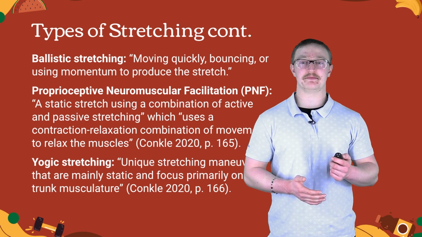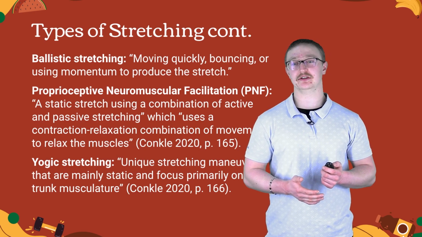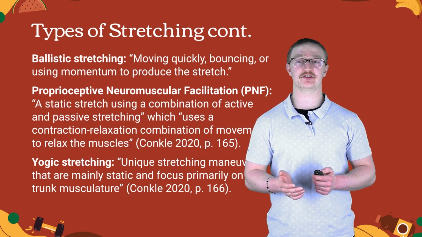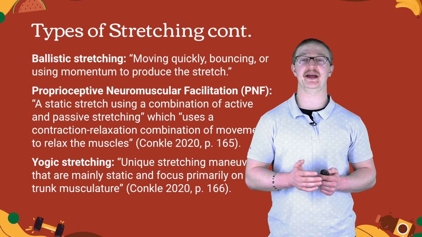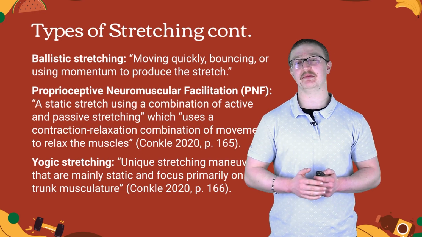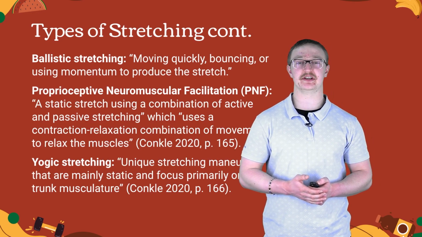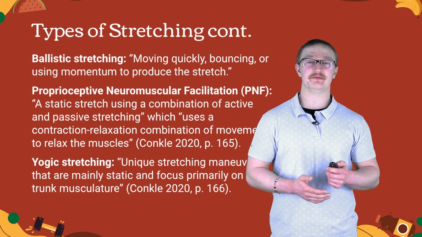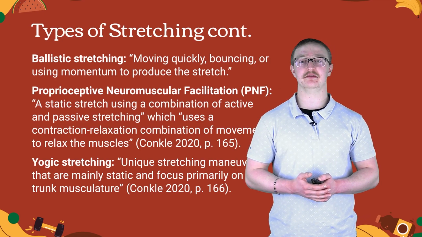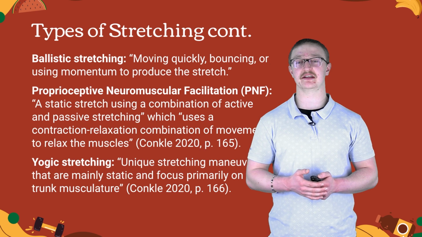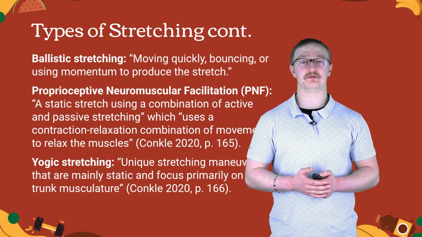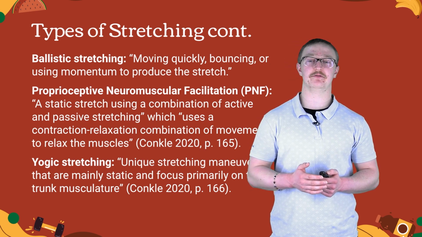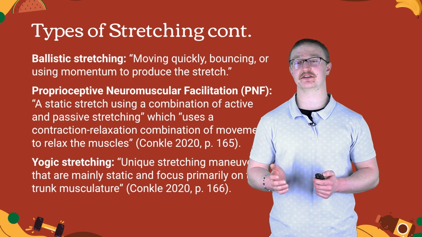Next, proprioceptive neuromuscular facilitation, or PNF, is a type of static stretch which uses a combination of active and passive stretching by using contraction-relaxation combinations of movements to relax the muscles. An example is stretching the muscles on the back of your lower leg by sitting on the floor and straightening the leg in front of your body, then wrapping a towel around the bottom of your foot so that you can apply a force which resists a contraction of the calf muscles.